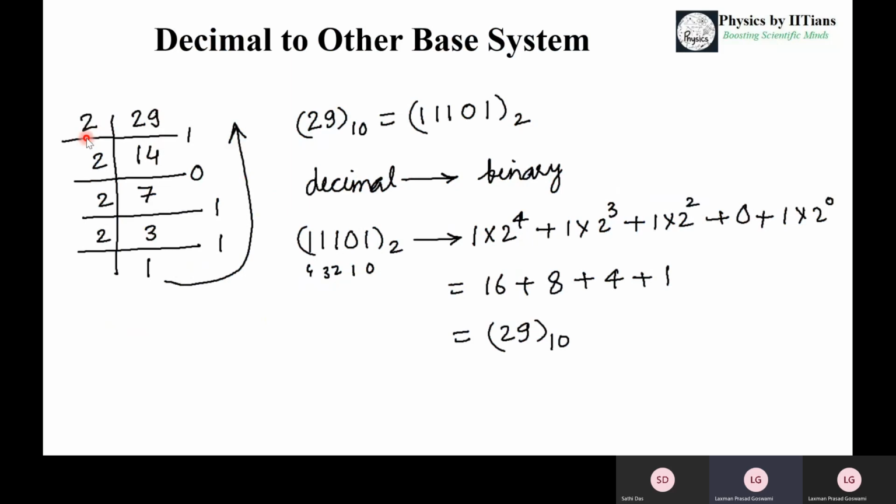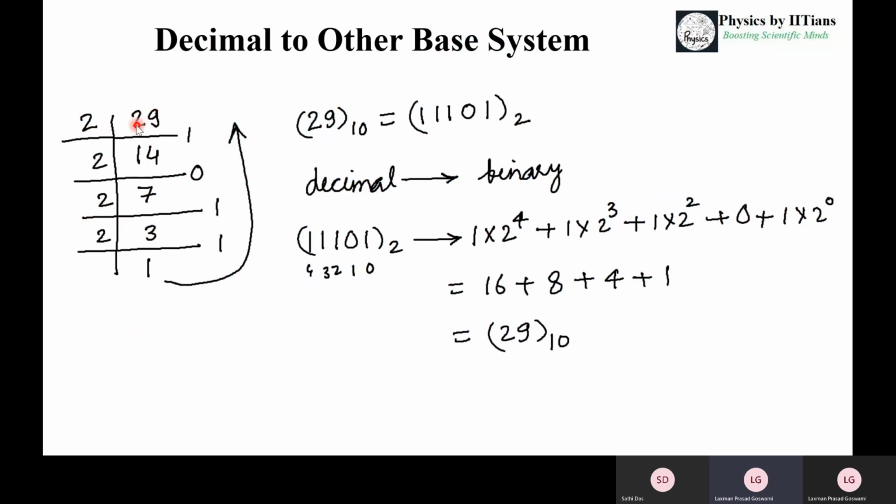So 29 divided by 2, we will have 14, and 1 will be the remainder. The remainder will be written here. Again, 14 divided by 2, we will have 7 and remainder 0. 7 divided by 2, we will have 3 and remainder 1. 3 divided by 2 will have again 1 remainder. So in this way, we consecutively divide 29 by 2, and we will have remainders here.